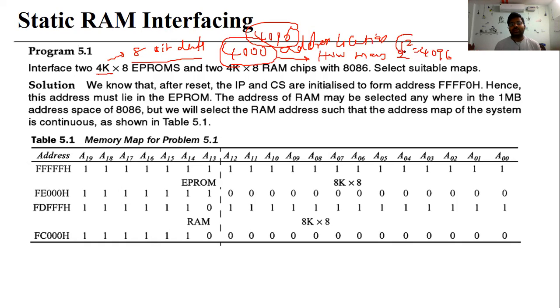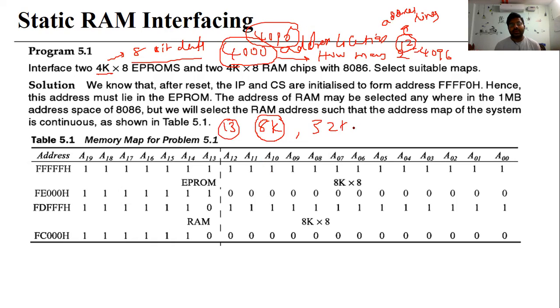So total 12 address lines are required to connect the 4K memory device. Suppose it is an 8K memory device or a 32K memory device, how many address lines are required? For 8K, it is 2 power 13. So 13 address lines are sufficient here.